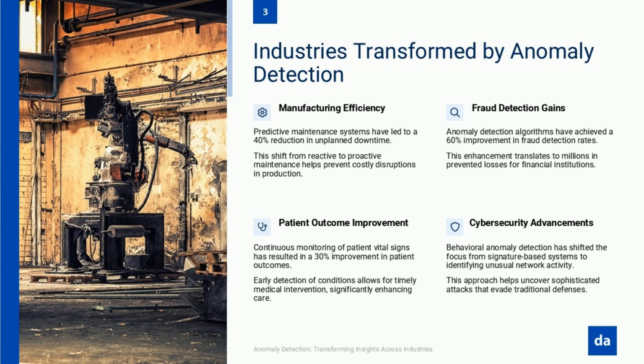What makes this particularly challenging is the constant evolution of both normal consumer behavior and fraudulent techniques. A customer traveling internationally might suddenly make purchases from unusual locations, triggering false alerts. Meanwhile, sophisticated fraud rings craft attacks specifically designed to mimic typical consumer behavior. Despite these challenges, financial institutions implementing advanced anomaly detection systems have achieved a 60% improvement in fraud detection rates while simultaneously reducing false positives that frustrate legitimate customers.